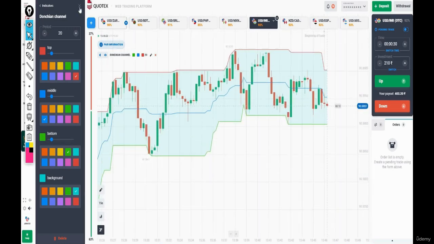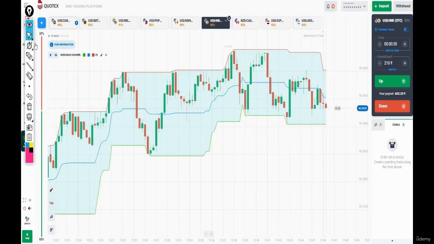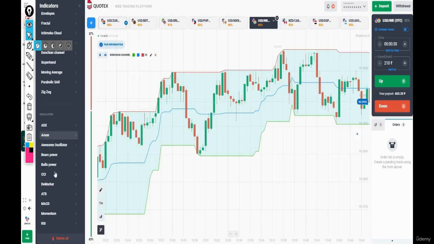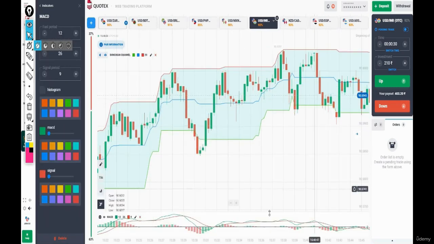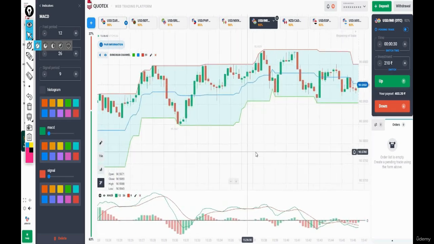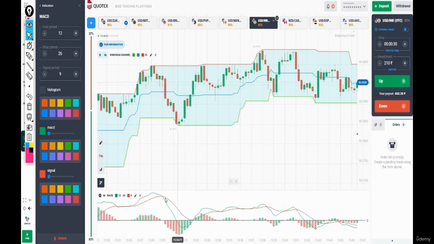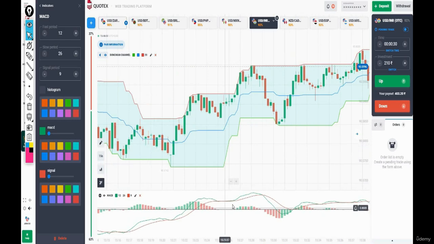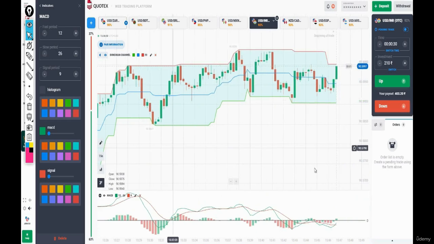Now the first indicator is ready, and along with this I'm going to use one more indicator. So go to the indicator section and search for MACD. The MACD indicator will help us to identify the trend. Whenever a red color line crosses the blue color line, there will be a bearish sentiment. On the other side, whenever a blue color line crosses the red color line, there will be a bullish sentiment.